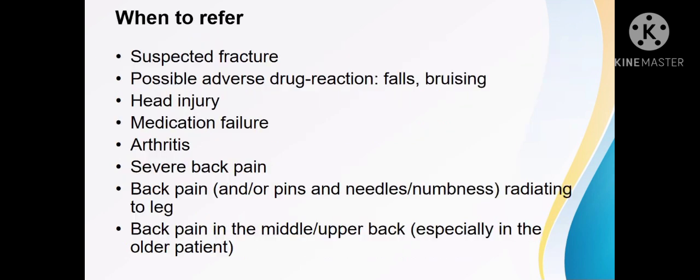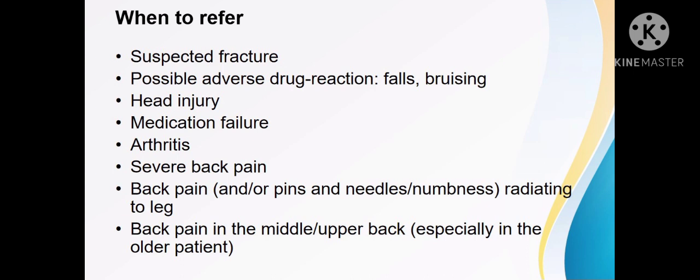When will the pharmacist refer the patient with musculoskeletal problems to a physician? If there is a suspected fracture. When it is caused by a possible adverse drug reaction, such as falls, common with alendronate, and bruising caused by anticoagulants. When there is head injury.